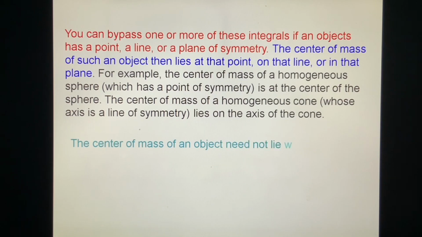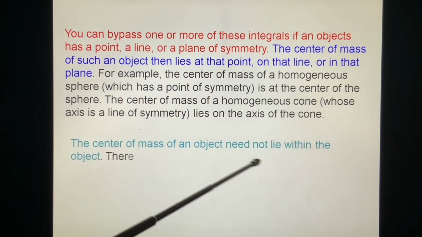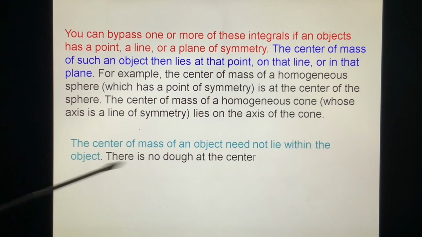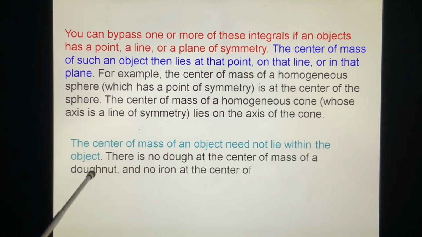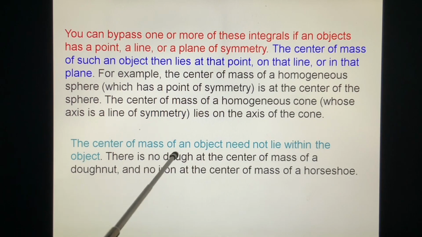The center of mass of an object need not lie within the object. For example, a donut: the center of mass is not in the donut material. Same for a horseshoe: the center of mass of a horseshoe does not lie within the horseshoe.